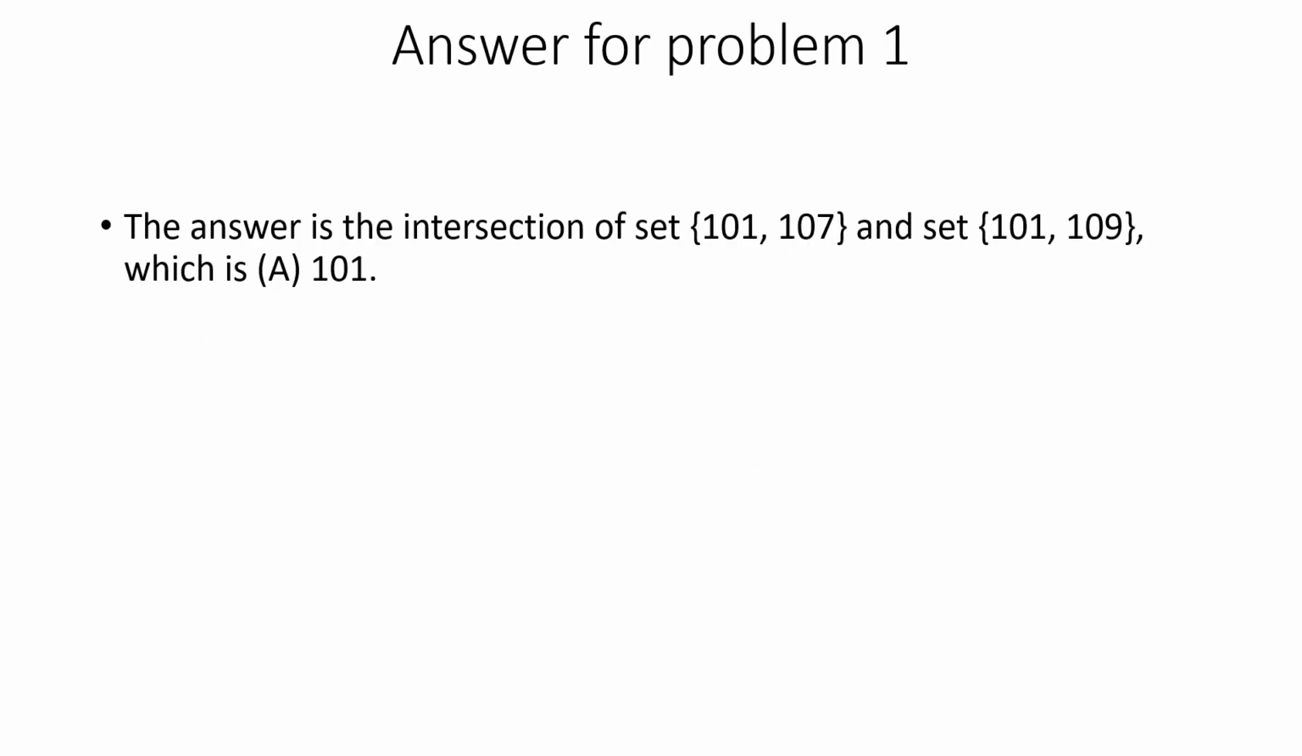So the answer for problem 1 was the intersection of set 101 and 107, that was for the divisibility by 3, and set 101 and 109, which is for the divisibility by 4, which is A, 101, because it appears in both of these sets.